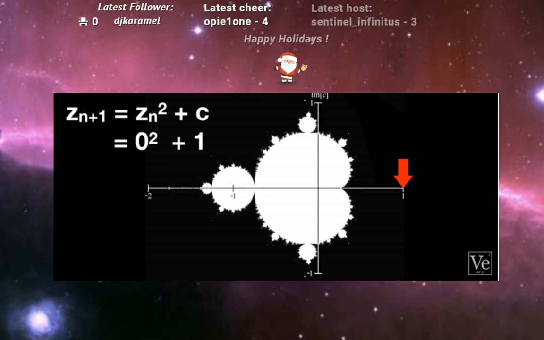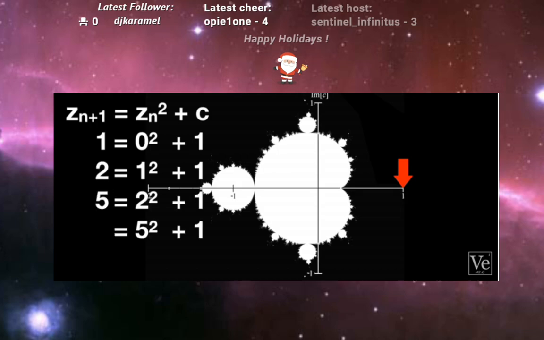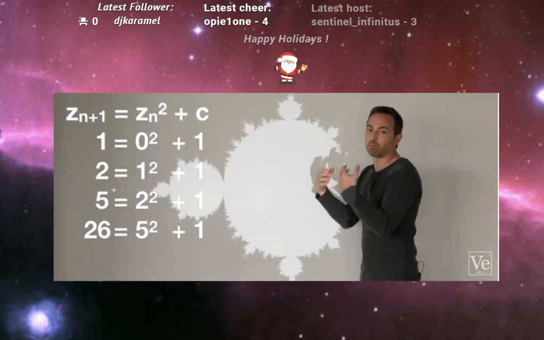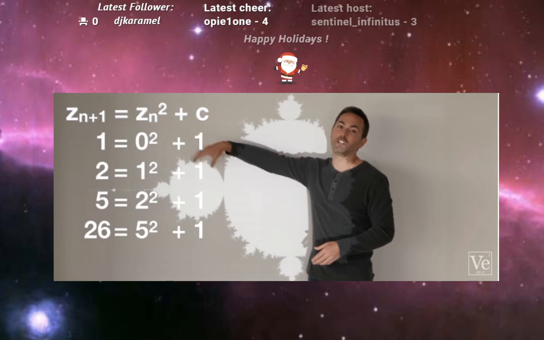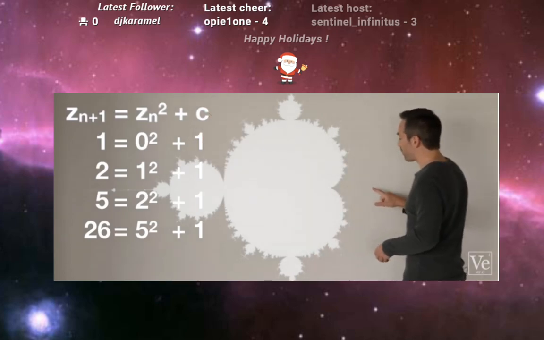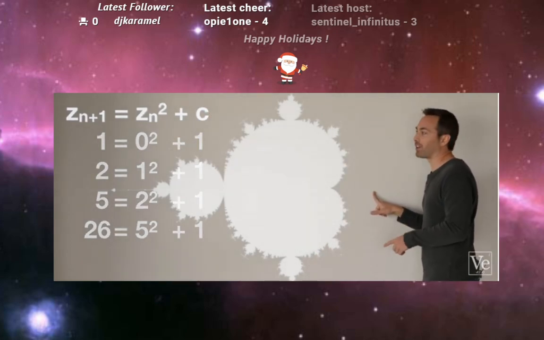So we've got 0 squared plus 1 equals 1, then 1 squared plus 1 equals 2, 2 squared plus 1 equals 5, 5 squared plus 1 equals 26. So pretty quickly you can see that with c equals 1, this equation is going to blow up. So the number 1 is not part of the Mandelbrot set.